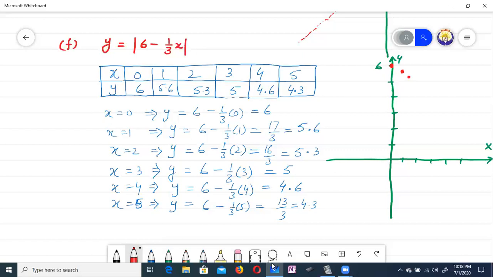Then x3 is y5. 5 is here. Then at 4, 4.6. 4.6 here. At 5, 4.3. 4.3 here. Then this straight line is like this, but it will not be up to here. Okay, we can extend this one.